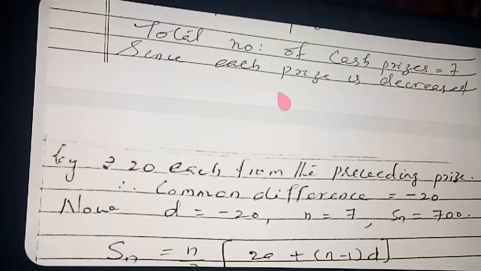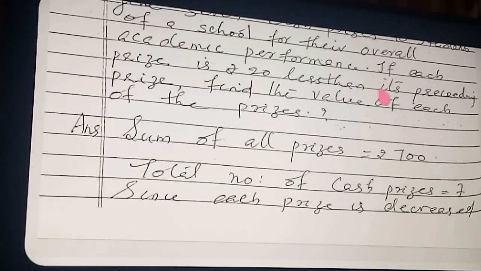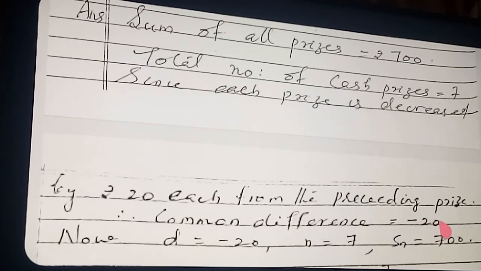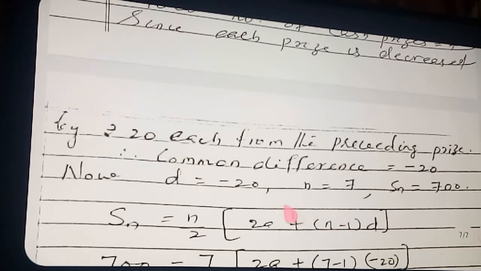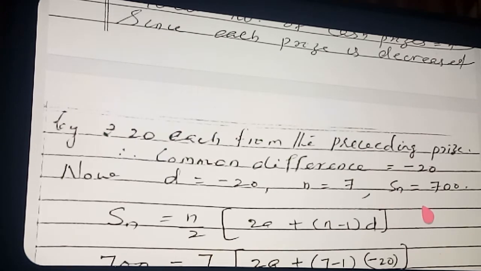It is very clearly written in the question, 20 rupees less compared to the preceding price. Therefore the common difference will be minus 20. Here is the problem: instead of minus 20, writing plus 20 makes the full answer wrong. So what is the common difference? d is equal to minus 20, n is equal to 7, and Sn is equal to 700.